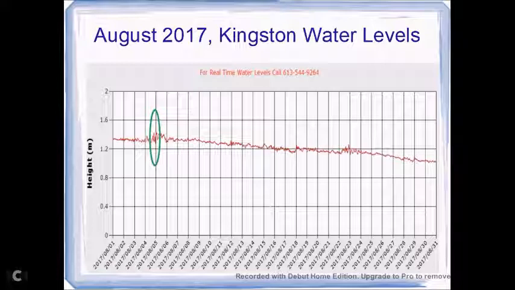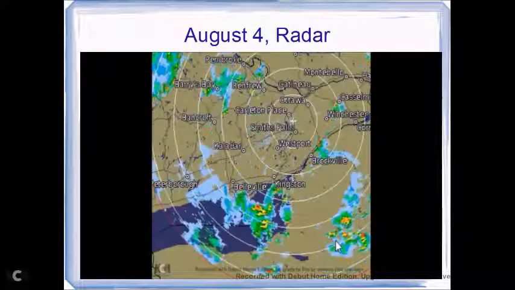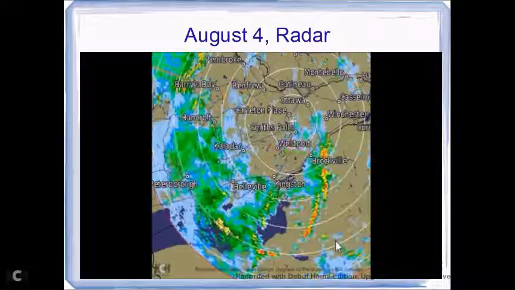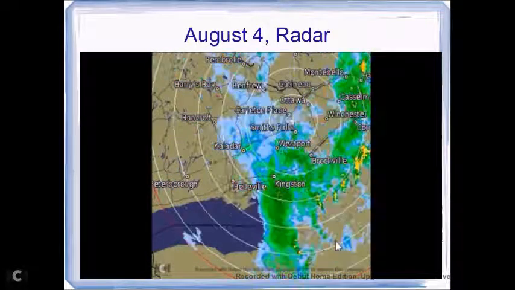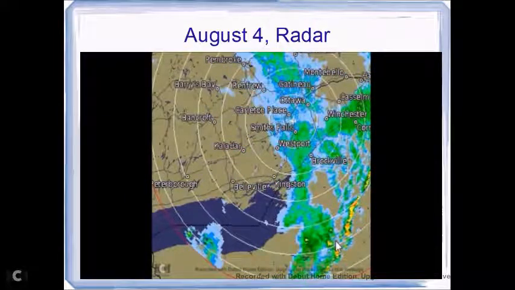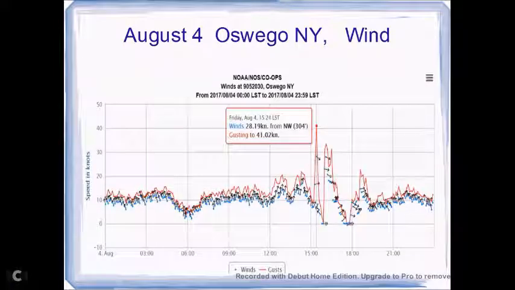So this is now August, and here we have another event, this time on August 4th. Again, the radar shows a series of storms passing over. The storm brings a sudden change in wind speed and direction, starting at 3:24 p.m. Fairly steady light south winds switch to stronger west winds. This creates a pattern in the surface levels that can be seen repeated as it passes through the Bay of Quinte.